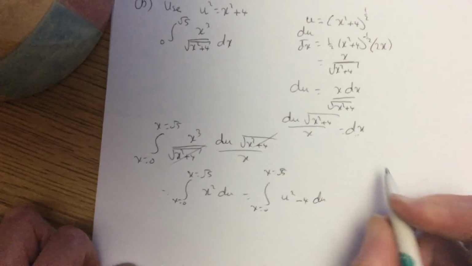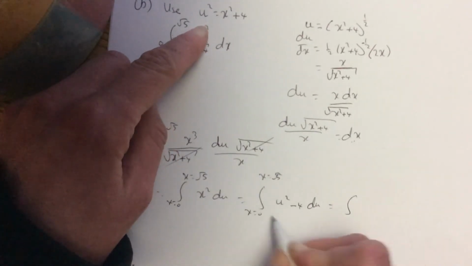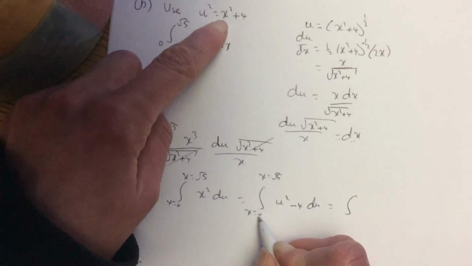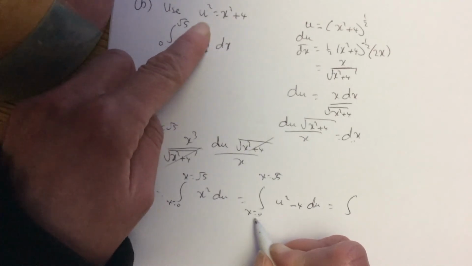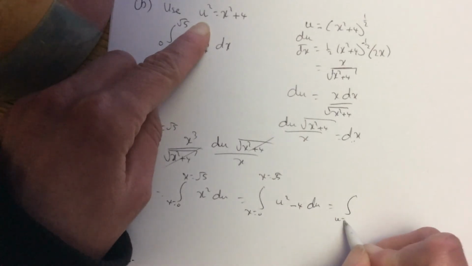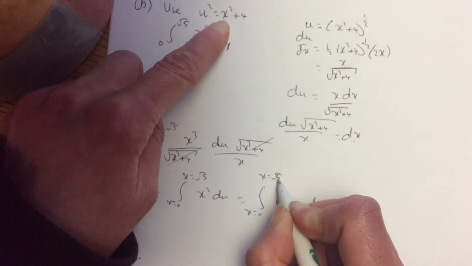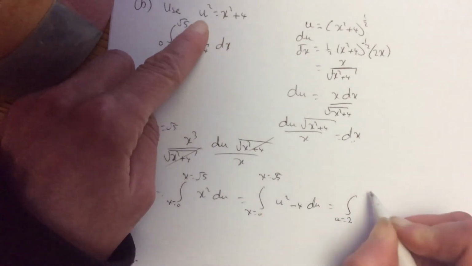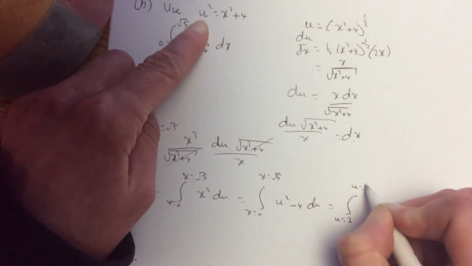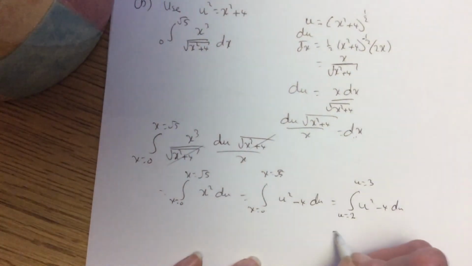I've got to fix my limits now. So if you can just use it up here. If I put x to be 0, 0 plus 4 is 4, u squared equals 4, so u will equal 2. And again, if you put in root 5 squared is 5, add 4 is 9, u squared equals 9, so u equals 3. And now the sum is good to go.